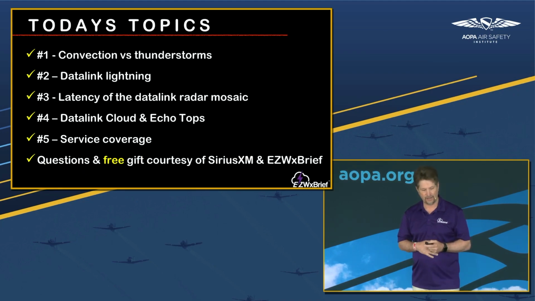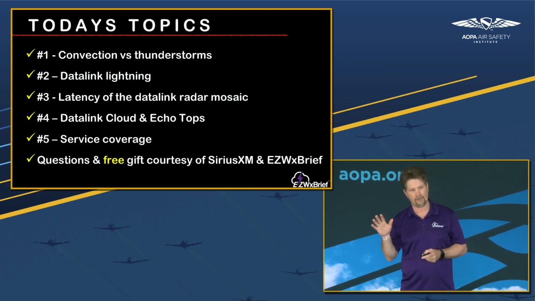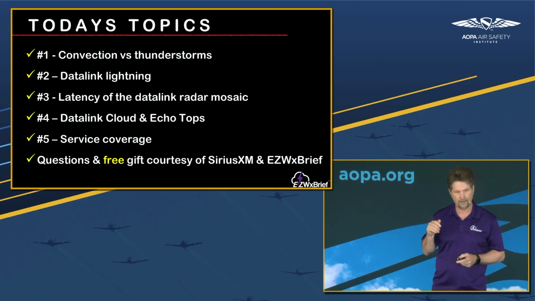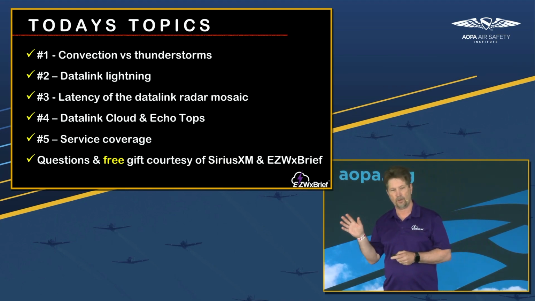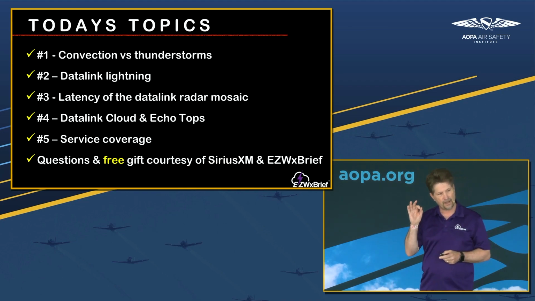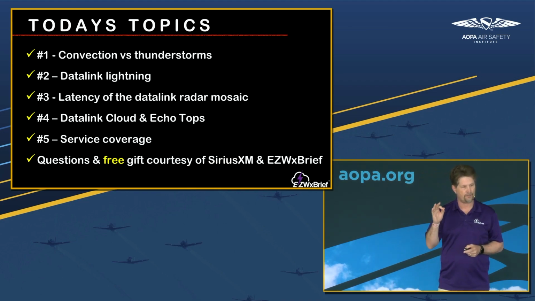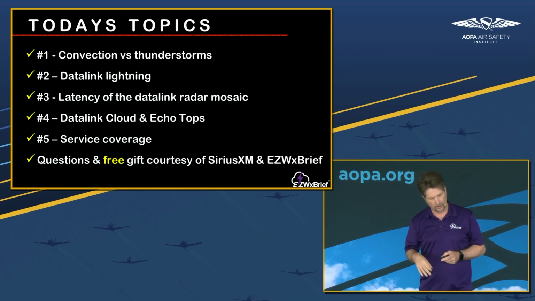All right, so here's today's topics. Here's the 5 things that you really must know about Datalink weather. First of all is the difference between convections and thunderstorms. The word Datalink is not in that, but there's an aspect of learning about weather that you definitely need to understand. We're going to talk about that specifically.